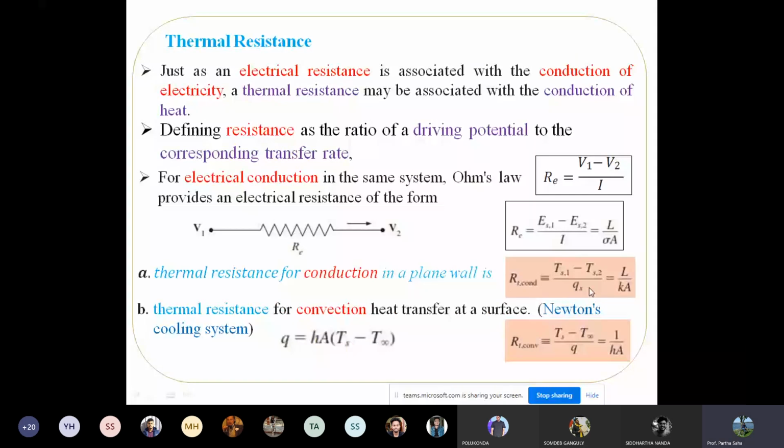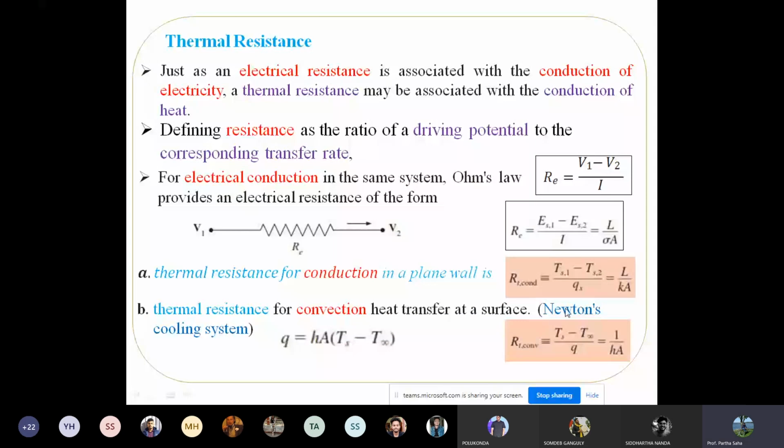So you can see (Ts1 - Ts2)/Qx is actually the thermal resistance. You just take the opposite of this, right? (Ts1 - Ts2) divided by Qx, which is nothing but L/kA, right? So that is the thermal resistance. Correct? In a plane wall, this equation is very important. You remember this. This is the thermal resistance, the temperature difference over the amount of heat transfer rate. Similarly, here also you can see the voltage difference divided by the current. So this is the thermal resistance.